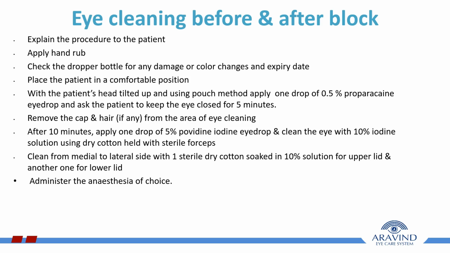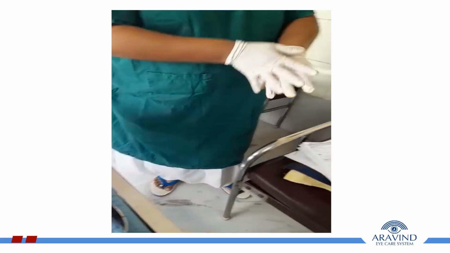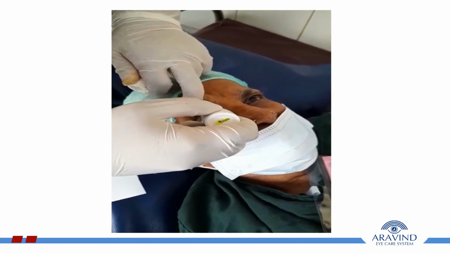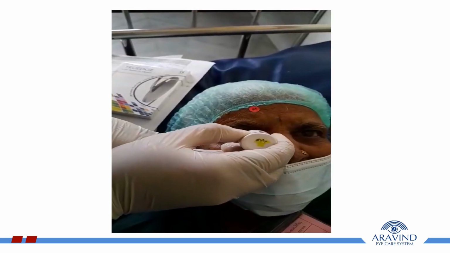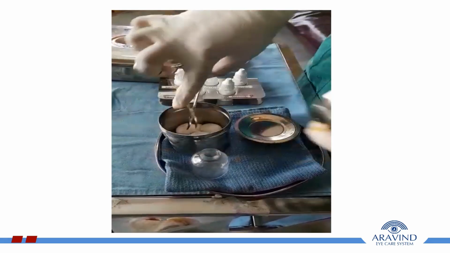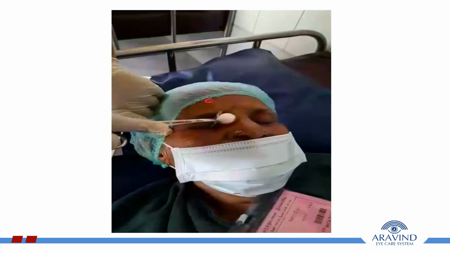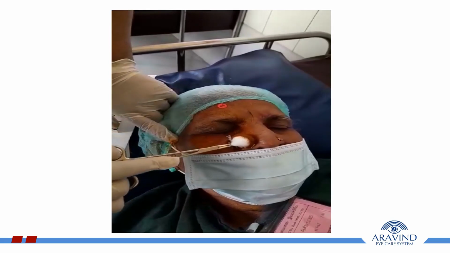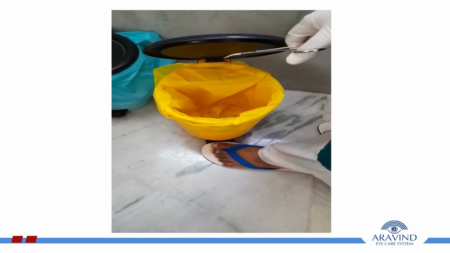Eye cleaning before and after block. Explain the procedure to the patient. Apply hand rub. With the patient's head tilted up and using the pouch method, apply 1 drop of 0.5% proparacaine eye drop. After 10 minutes, apply 1 drop of 5% povidone iodine eye drop, and clean the eye with 10% iodine solution using dry cotton held with sterile forceps. Clean from medial to lateral side with one sterile dry cotton soaked in 10% solution for the lower lid and another one for the upper lid.